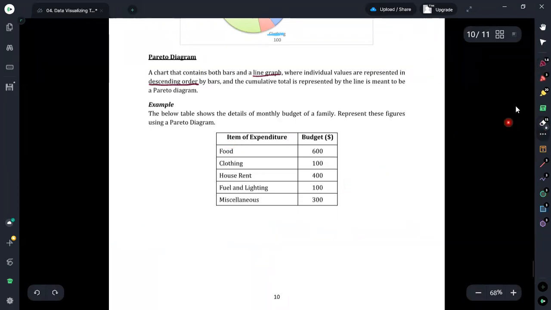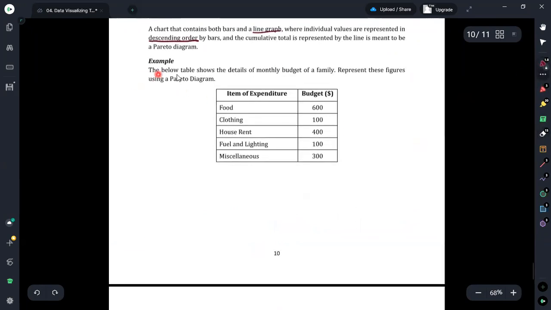Here, according to the example, the table shows the monthly budget of a family, and it is asked to show it using a Pareto diagram. What we have to do first is rearrange the table if the values are not in descending order. Always we have to use descending order. We have the item on the left-hand side, and then we can have the budget here. If you rank it, it will be easy for us.